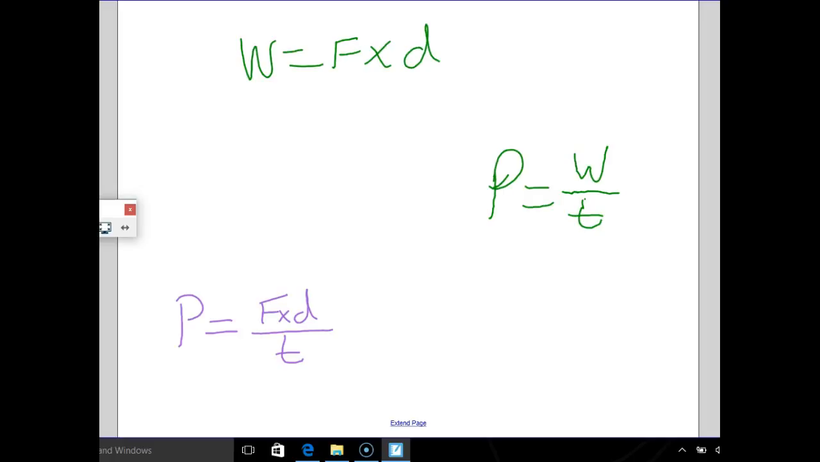But that is also how I can measure the change in energy, because that's essentially what work is. It's the change in energy. Work is measured in joules, and it's how much energy is used up to push whatever object with whatever force a certain distance.